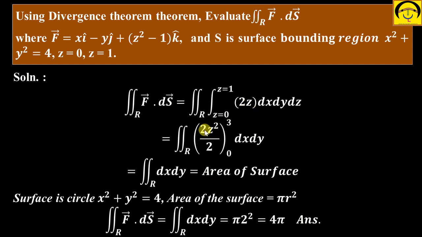So it will be 2z square by 2, the 2 you can cancel out, z square, and when we substitute it, it will be 9. So I think here, sorry, it should be 1. Here it's a mistake, just mark it here. It is 1, okay, not 3. So when we substitute 1 here, you are left with 1 only. So you are left with the surface integral of dx and dy.